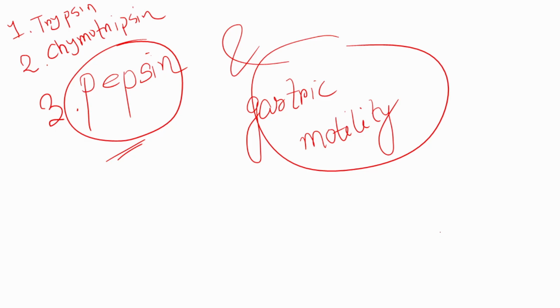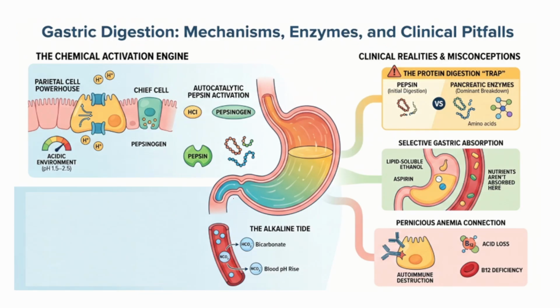And so, to understand the physiology of gastric digestion, its enzymes, and its clinical pitfalls, we build our concept by establishing the chemical activation engine of the stomach. We position a parietal cell powerhouse next to a chief cell within the gastric mucosa. The parietal cell actively pumps hydrogen ions into the lumen. When the parietal cell pumps hydrogen ions into the lumen, the pH drops to the range of 1.5 to 2.5, or broadly a pH less than 2.